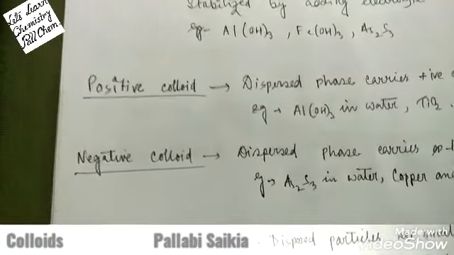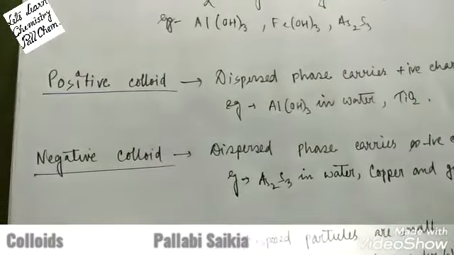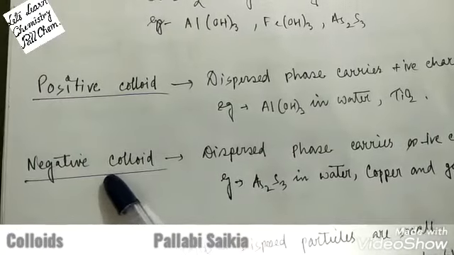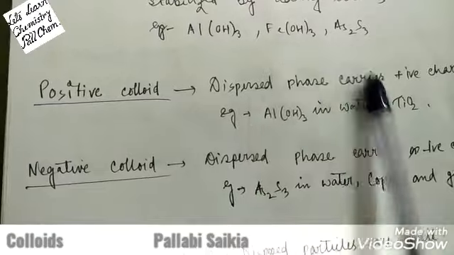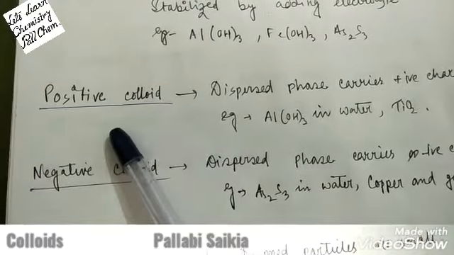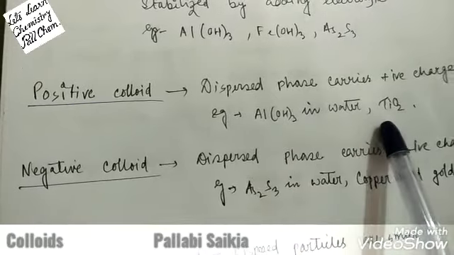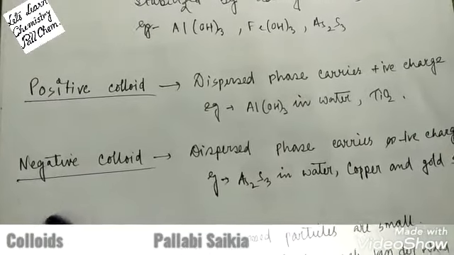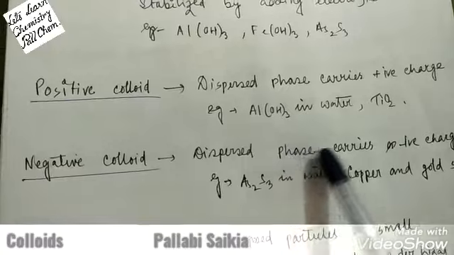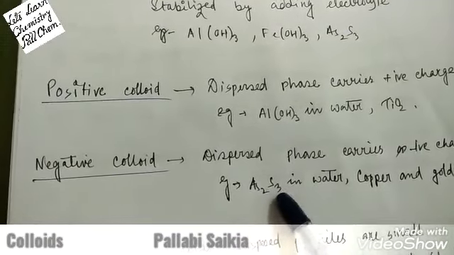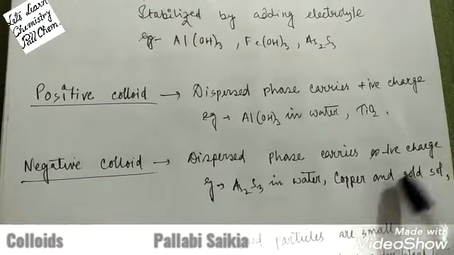Similarly, depending on the electric charge of the dispersed phase, colloids are classified as positive colloid and negative colloid. If the dispersed phase has positive charge, then it is positive colloid. Example: Al(OH)3, aluminum hydroxide in water, titanium oxide. And negative colloid means dispersed phase has negative charge, As2S3 in water, copper and gold salt.